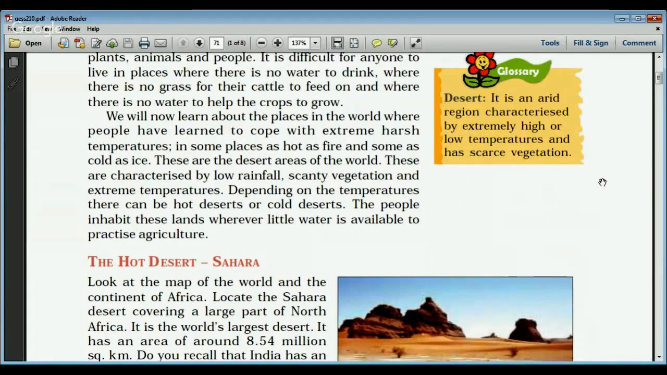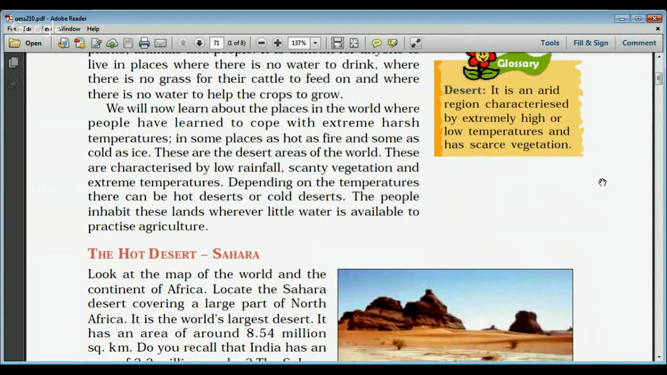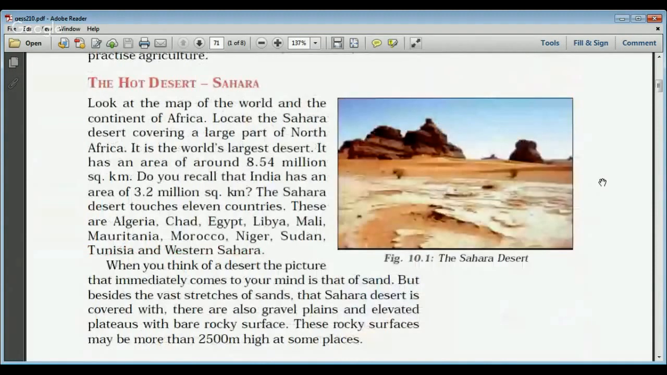Depending on the temperatures, there can be hot deserts or cold deserts. An example of a hot desert is Sahara and of a cold desert is Ladakh. And people generally inhabit these lands wherever some amount of water is available, and then they start practicing agriculture. Now first we will discuss the hot desert, that is Sahara.